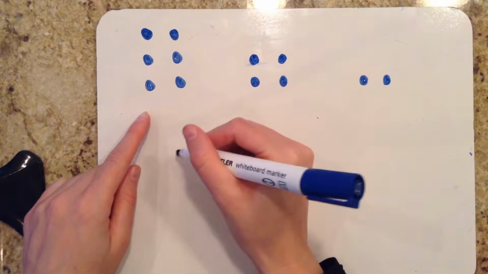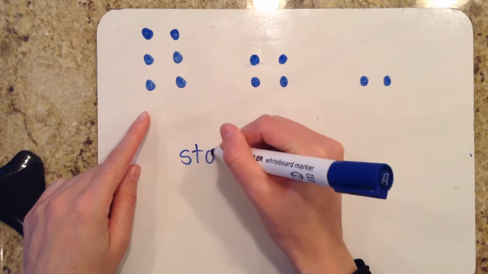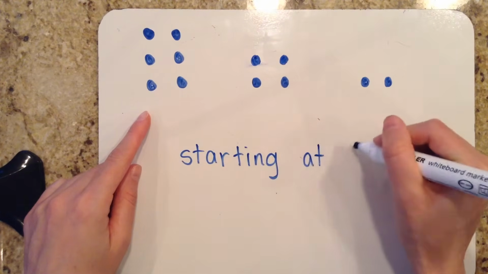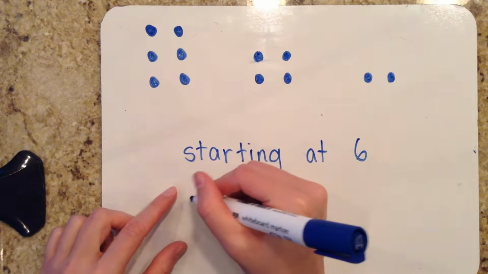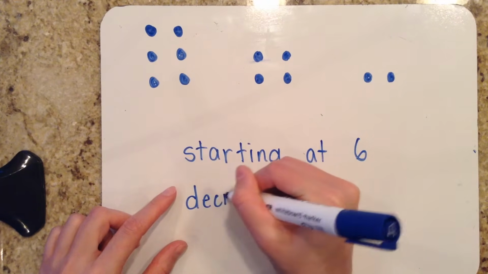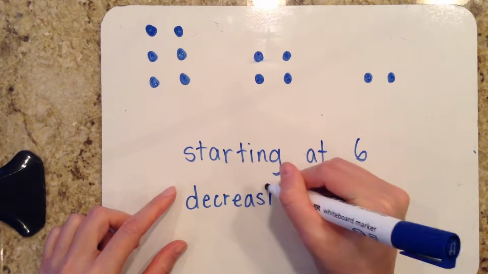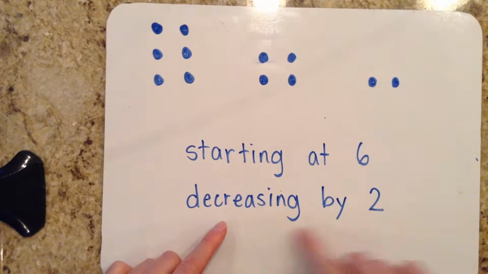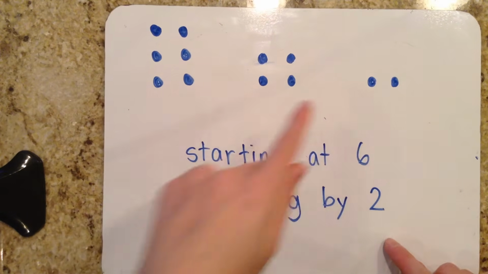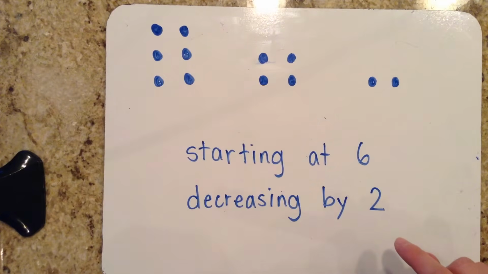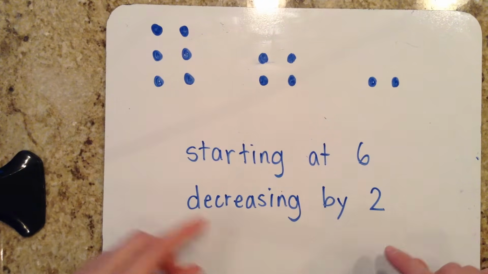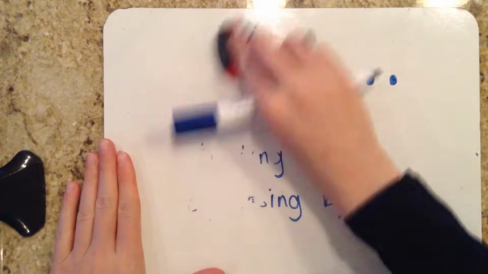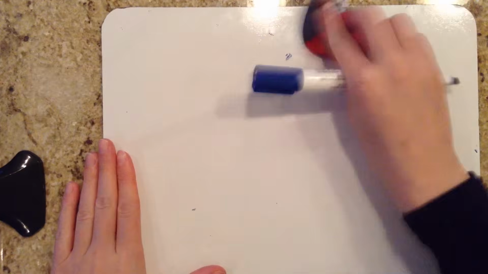This pattern starts at 6. So I say starting at 6, and then I say decreasing, which means shrinking or getting smaller, decreasing by 2. Every time I go to the next term, I have to take 2 dots away. I get smaller by 2. This is the pattern rule. Let's try another decreasing pattern.